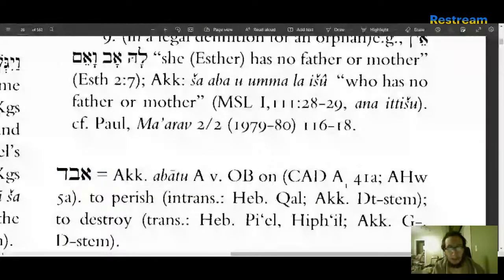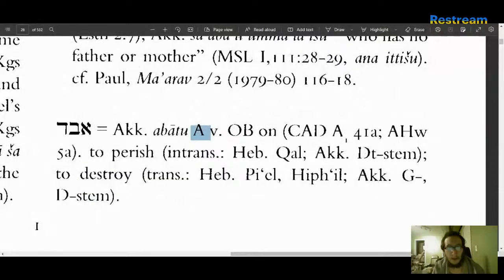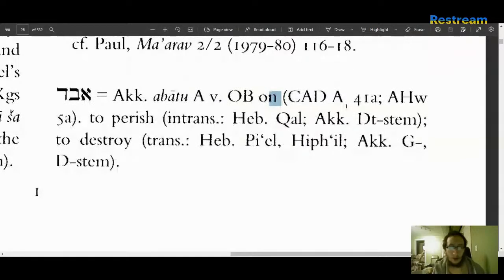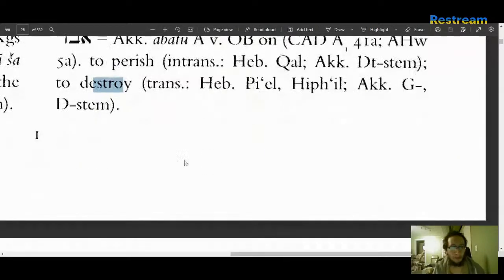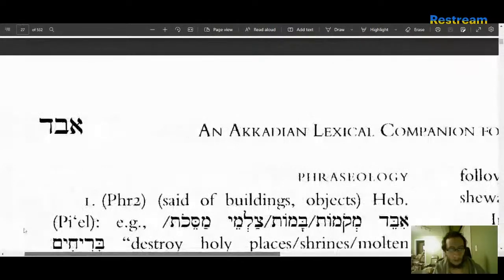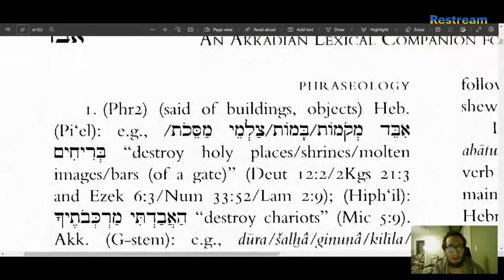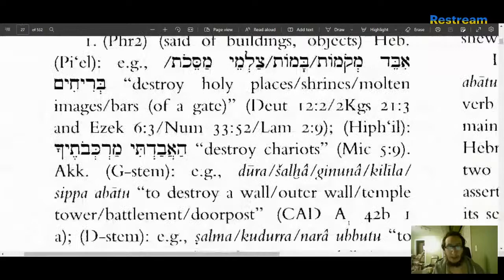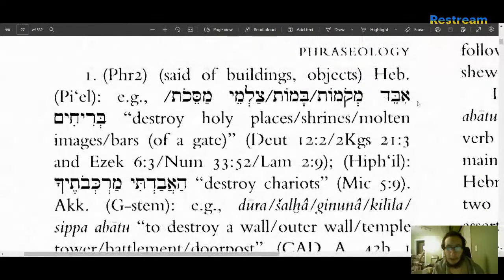Okay, so abatu. It occurs in Assyrian as well as Old Babylonian onward. It means to perish, to destroy something. It's said of buildings, so buildings can be destroyed. In the Bible, in Hebrew, we have destroy the high places, bamot, the high places.